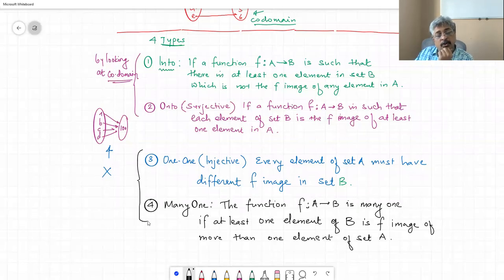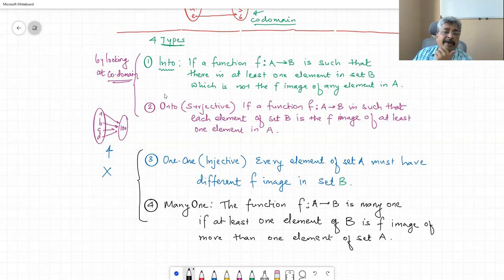Now, these two are the types of arrows. This is typically about the codomain, whether you have a free element in the codomain or not. Basically, it depends whether it is onto or into. And again, for an element in the codomain, whether it is receiving one arrow or more than one arrow, that is what is one one or many one. So there are four types, and then there will be combinations.